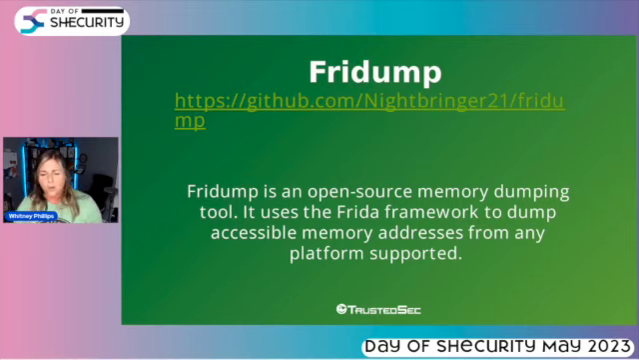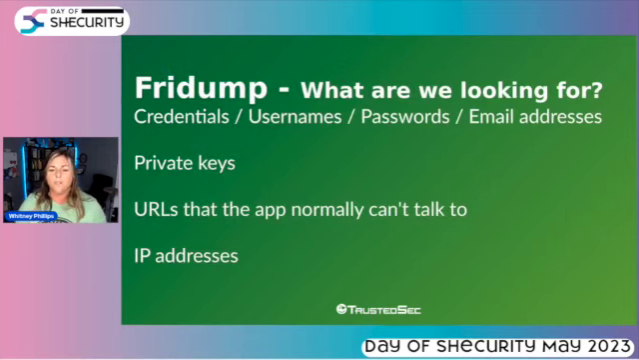I'll go into it in a little bit more detail. I jumped to Fridump. Fridump is the open source memory dumping tool that will pull any sort of strings or information from your application from memory. I use this to potentially grab usernames and credentials, passwords, emails, any sort of keys that will get stored in memory. It's a good starting point on what the application is doing.